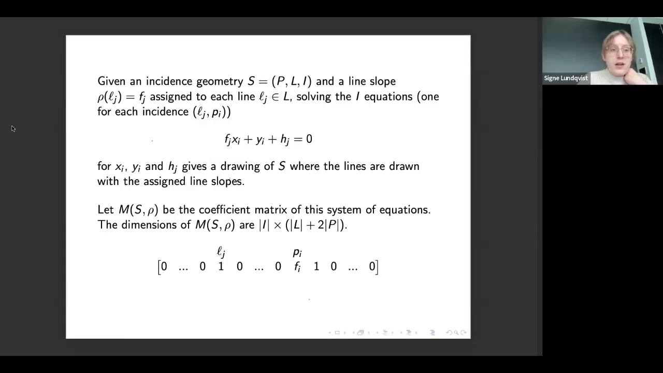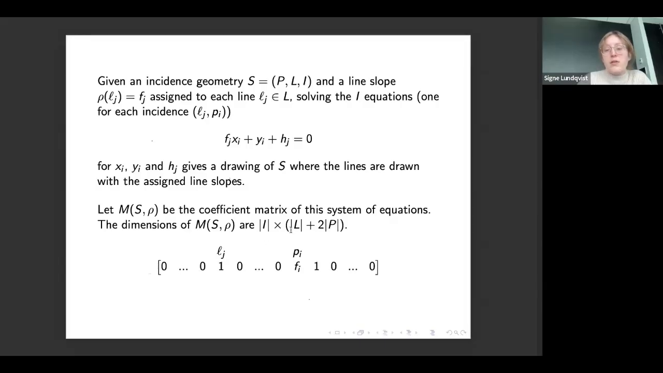And if you're looking for those drawings, you get a set of linear equations, where xi, yi, and hj are variables, and fj is the fixed line slope. And that's a system of linear equations that we can attempt to solve. All right, so I'll denote the coefficient matrix of the system of equations by M as rho. And it's an I by L plus 2p matrix.